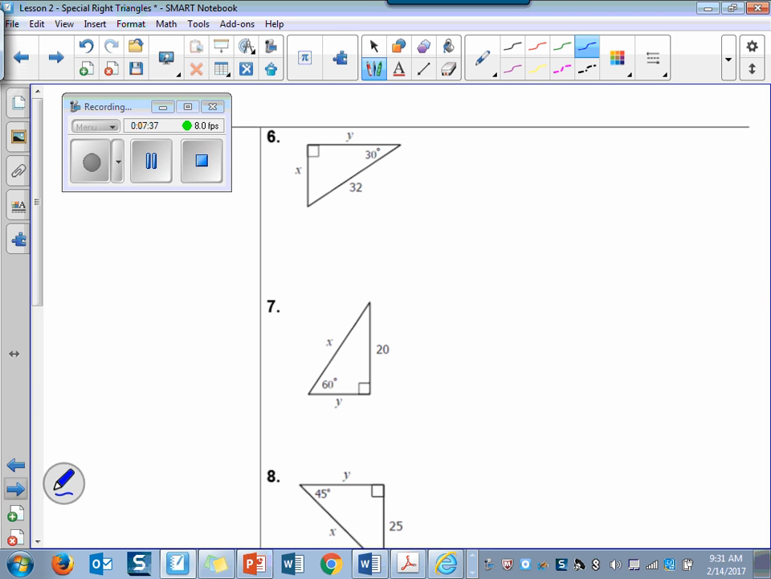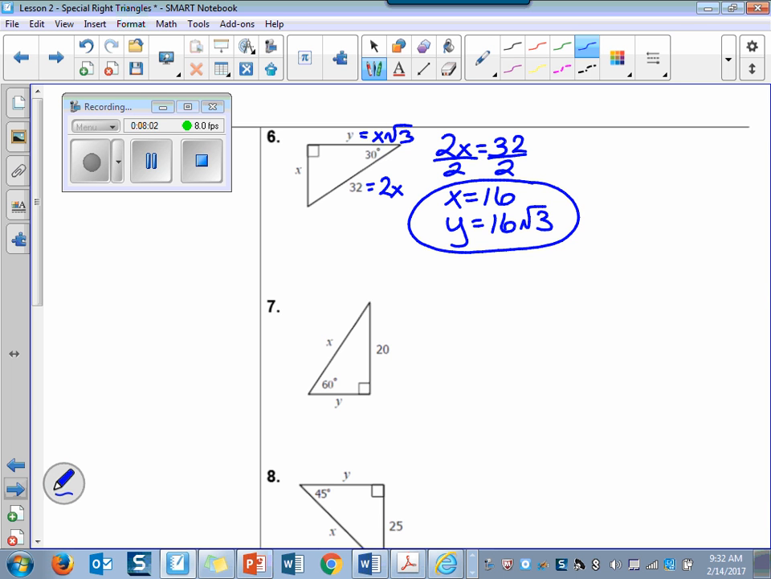Alrighty. Another 30, 60, 90 triangle. In this case, x is my short side, so the hypotenuse will be 2 times x, and the long leg will be x times the square root of 3. So 2x equals 32, divide by 2, and x equals 16. Y will equal 16 times the square root of 3. That one wasn't bad either.